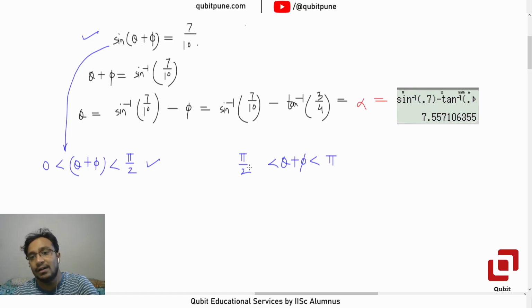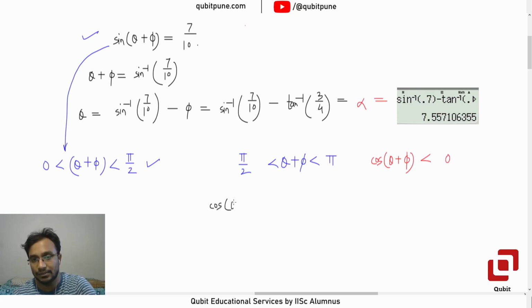Look, when theta plus phi is in the second quadrant, cos of that will be negative, right? Cos of that will be negative because it is in the second quadrant. So let's consider that. If you know sin theta, can we find cos theta? Of course we can find cos theta.